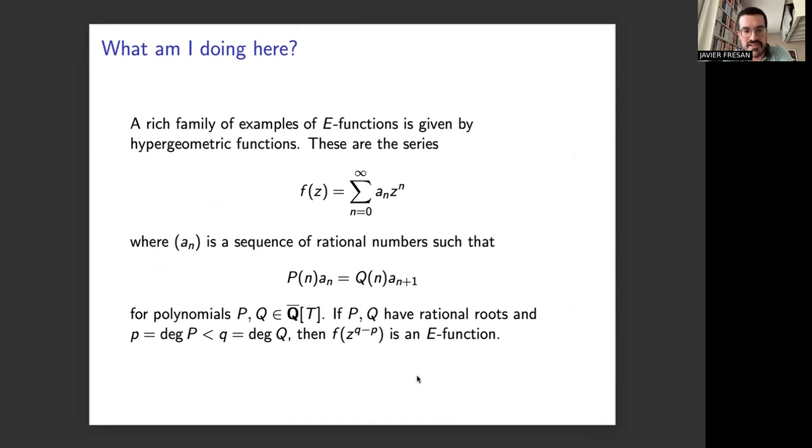I gave you a few examples of E functions. And just after introducing the notion, Siegel presents the case of hypergeometric functions. So these are power series. I'm going to write them like this without the factorial now. I told you that being a solution of a differential equation means that the coefficients satisfy a recurrence relation with polynomial coefficients. And hypergeometric functions are the case where this is a recurrence of length 1. So it means that a_n times a polynomial is equal to another polynomial times a_{n+1}. In other words, as a function of n, the quotient of two successive terms is a rational function.